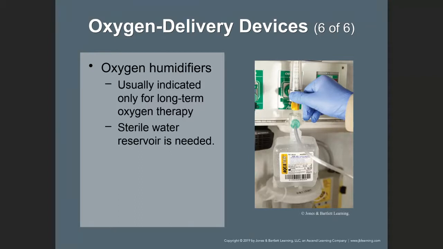So in the pre-hospital setting, the oxygen cylinder that is used in the field doesn't have a humidifier attached to it. The patient is given dry oxygen until they get to the back of the unit. Then a humidifier is used at that point if it is required.